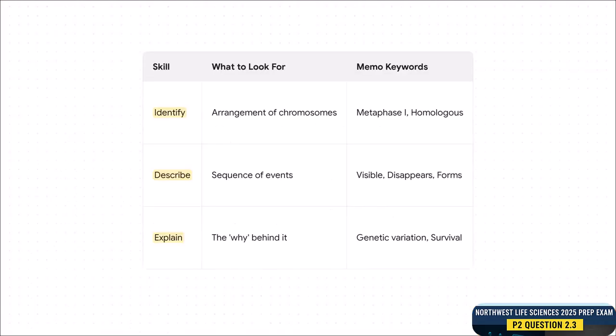If the question says identify, your eyes should immediately go to how the chromosomes are arranged. Are they in the middle? Are they pulling apart? If it says describe, think of it like telling a story in order, using action words like forms, disappears, occurs. And if it says explain, that's your cue to connect the dots to the big picture. Think genetic variation, natural selection, survival. That's what they're looking for.